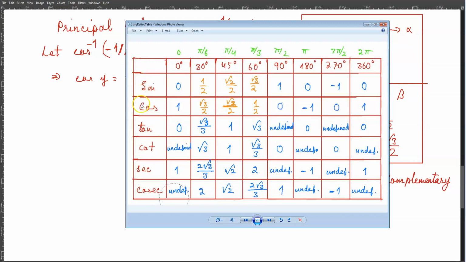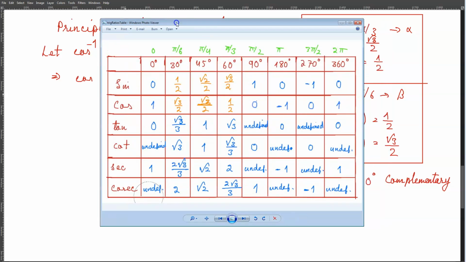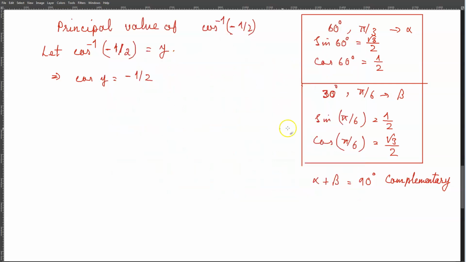Now there was a name for these trigonometric ratios, but I do not remember much about that right now. We will talk about that properly later, okay? Now, we said that the cos of y is equal to negative 1 by 2, right? The cos of y is equal to negative 1 by 2. Now, what angle do you need so that the cos of that angle is equal to not negative 1 by 2, but 1 by 2?